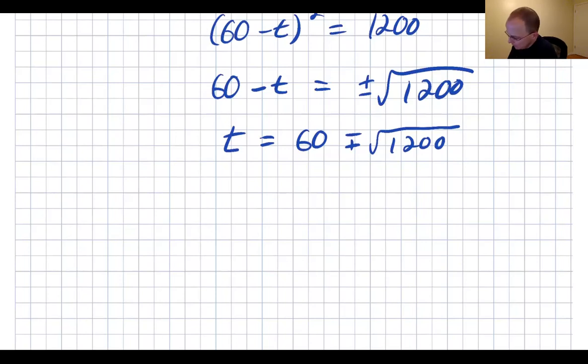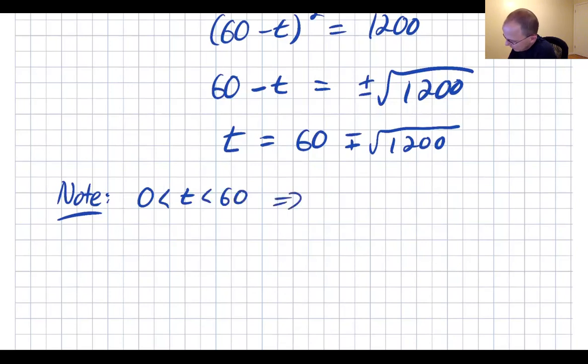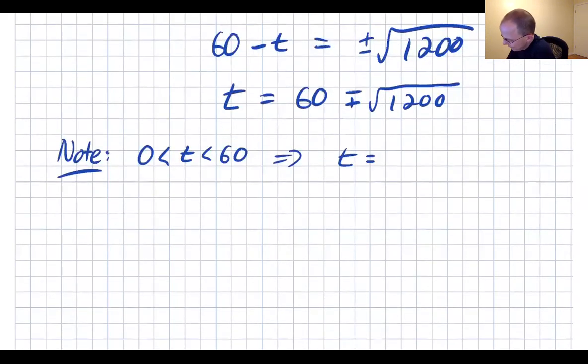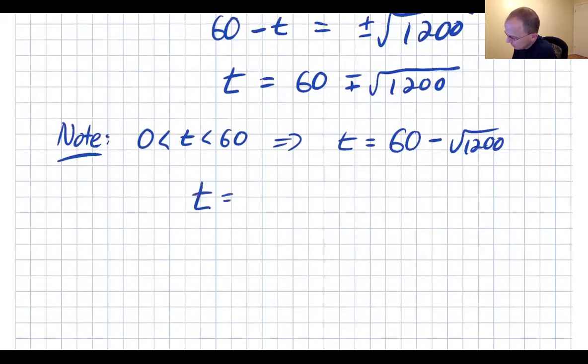So note t, well, we know it's going to be strictly between 0 and 60. So that means that the t we're interested in is going to be the one where we're subtracting this square root of 1,200. Okay, so then t, if we could simplify that a bit. I guess, do we need to do that? Because I could factor out 400 from that square root, which is 20 squared. So I guess I could get 60 minus 20 times, and if I factor out 400, that will leave me with 3. So that should be it right there.